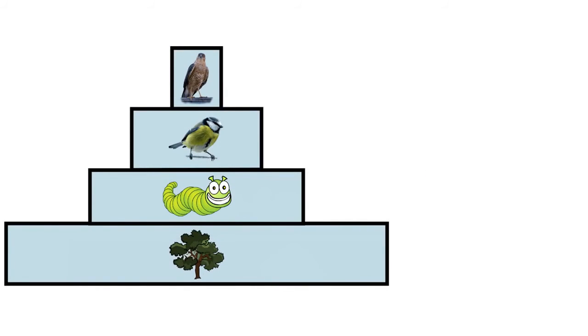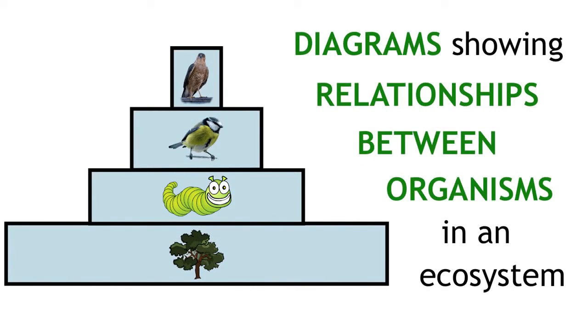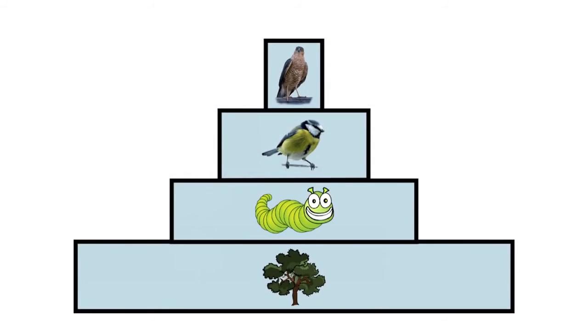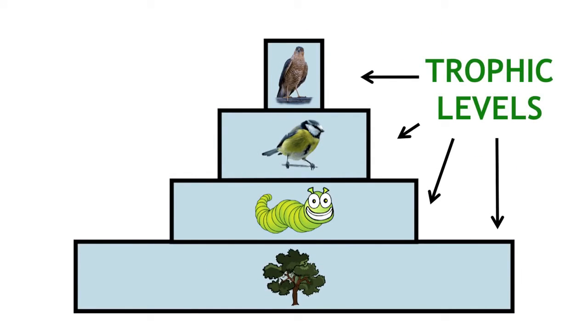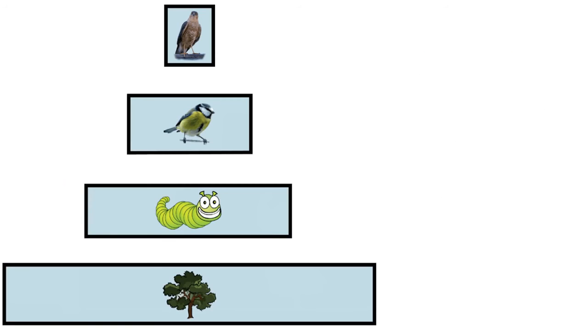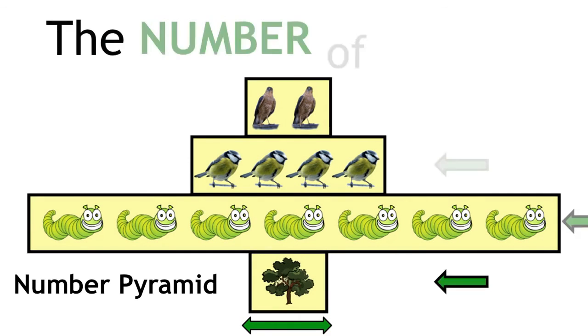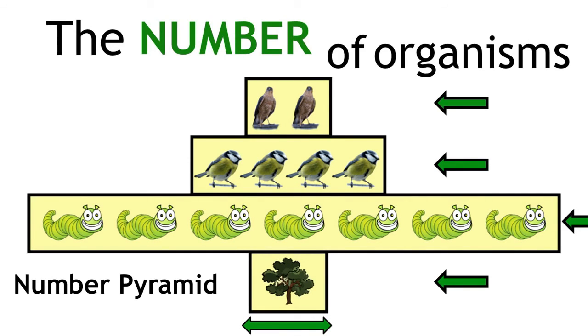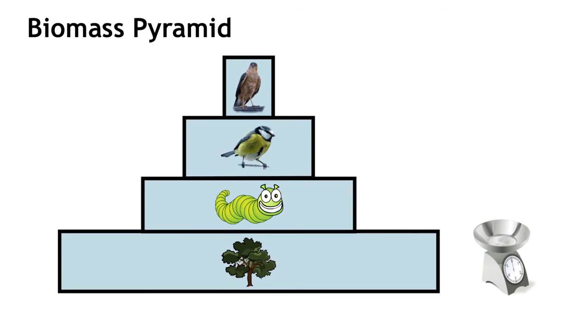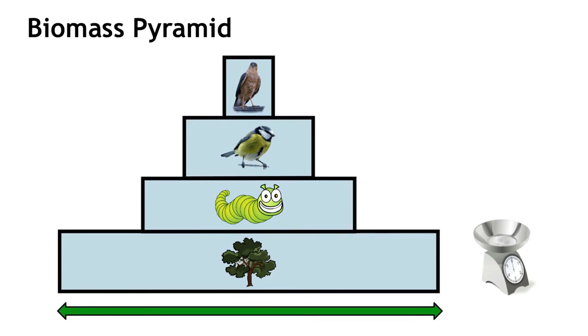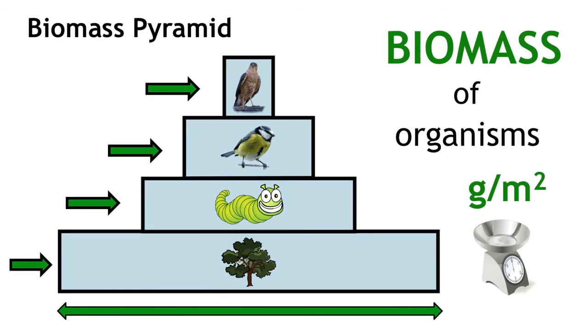So to recap, ecological pyramids are diagrams that we use to visually represent the relationship between organisms in an ecosystem. The bars each represent trophic levels and their order represents the flow of energy. The width of the bar in the number pyramids represents the number of organisms in that trophic level. The width of the bar in biomass pyramids represents the biomass of the organisms in that trophic level.